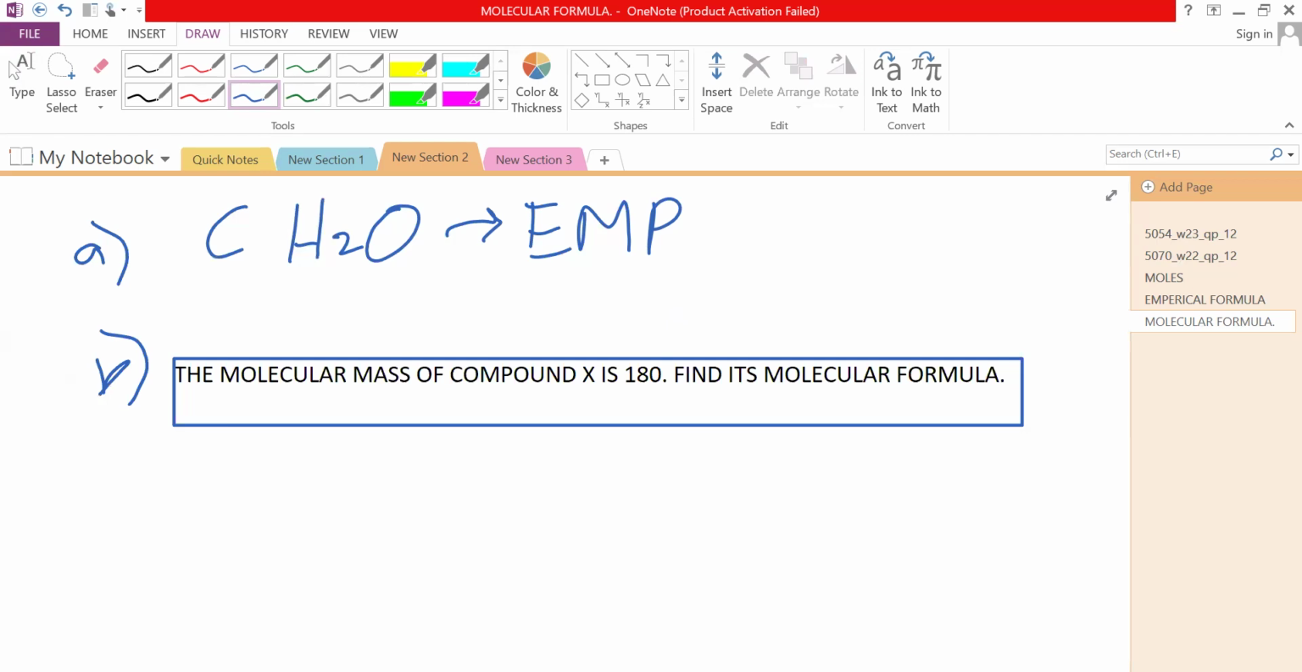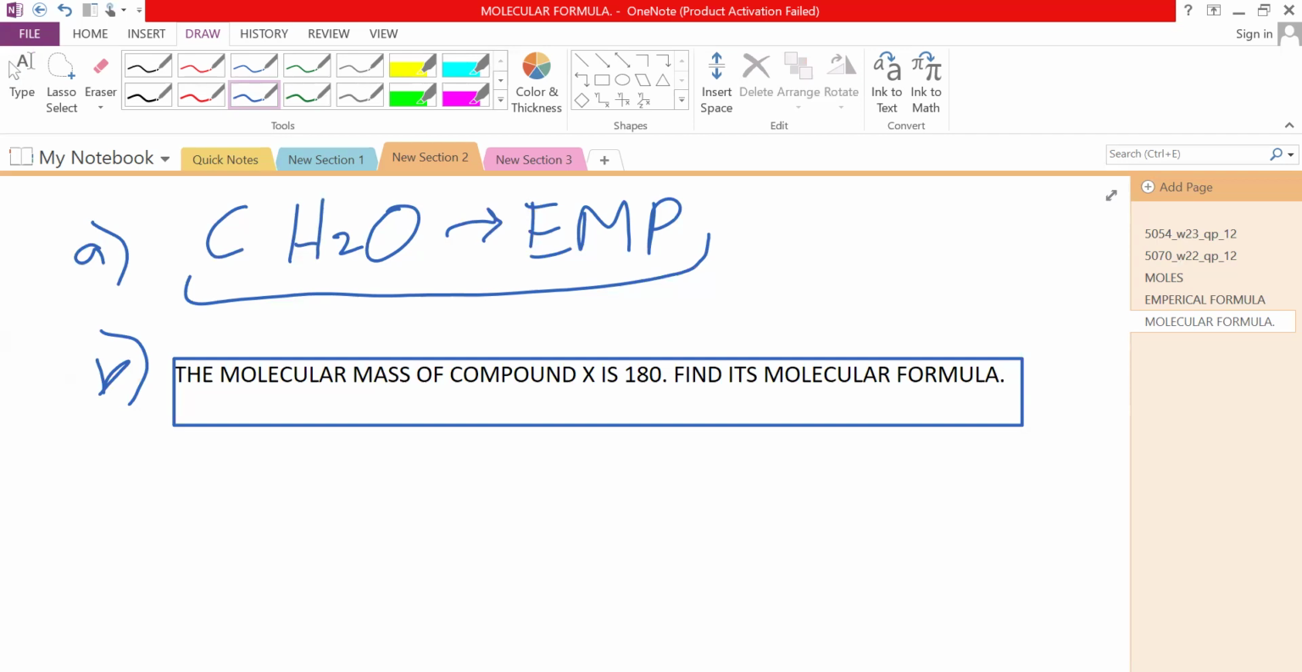The molecular mass of the compound X. This was a compound X, the empirical formula of which you found in part A. Now, this compound's molecular mass is 180, and you have to find its molecular formula. So, by using those three steps I told you previously. Step 1, you have to determine the empirical formula mass.